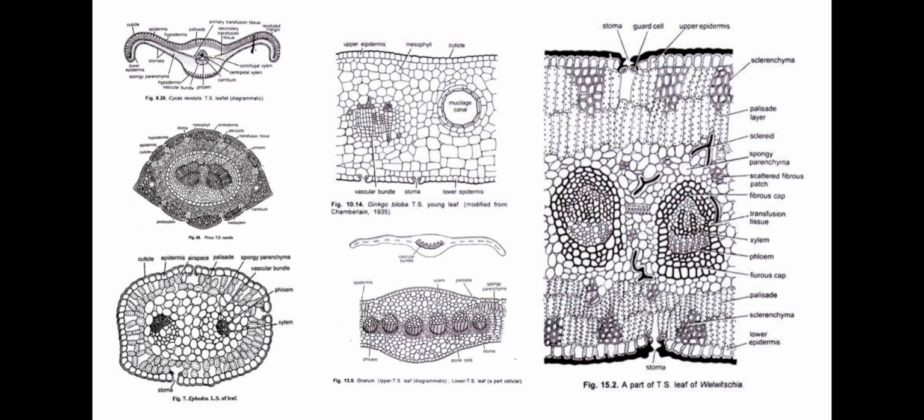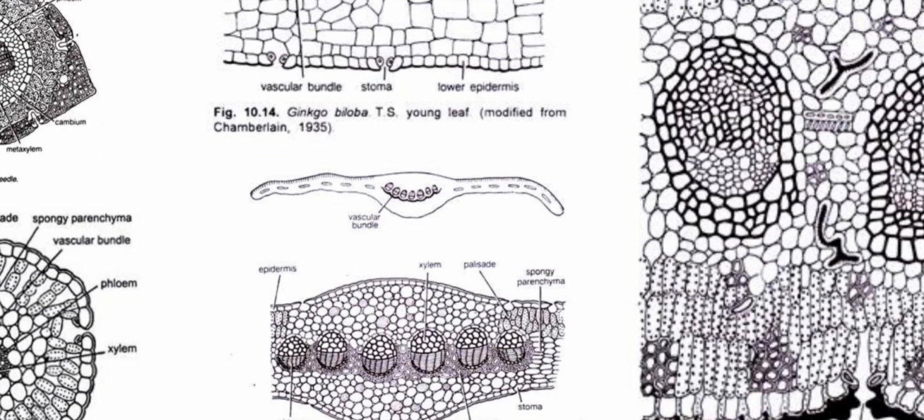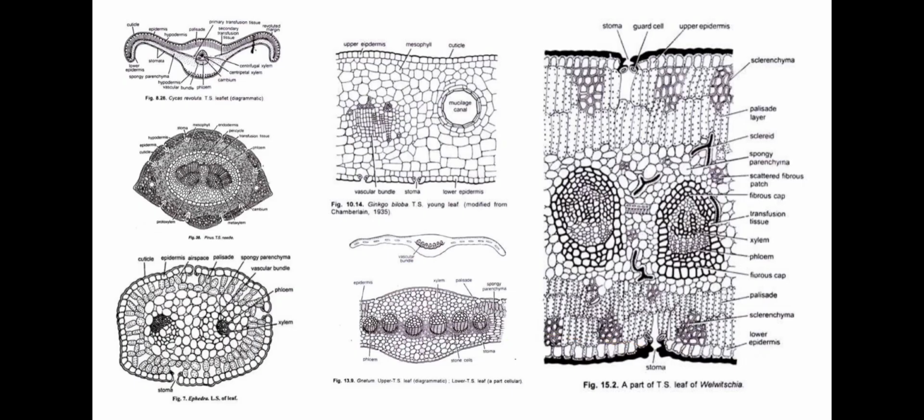So again you can see here a quick recall of the leaf anatomy in gymnosperm and you will see it varies from being like the outline of the Cycas leaflet to the bifacial leaf of the Gnetum. So that's all about the leaf anatomy in gymnosperm. I hope you understood the topic. Thank you for listening.